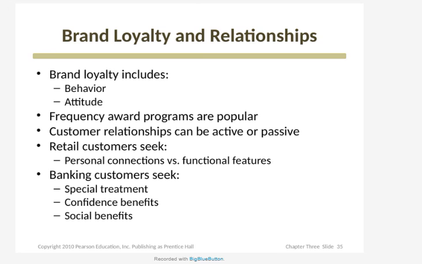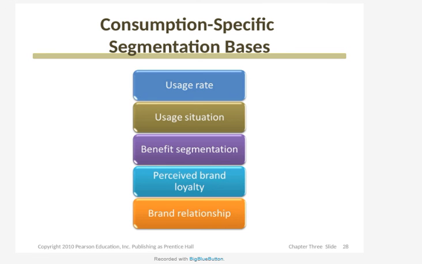طيب خلينا نرجع. دي خلاص. Usage rate خلصناها. Usage situation, benefit segmentation, perceived brand loyalty and brand relationship. So by now we finish all the basis for segmentation, whether it is consumer rooted or consumption specific, facts and cognition. Now we finish all the metrics. تمام؟ ياي. لا بس لسه ما خلصناش الشابتر يا هند، ما تفرحيش قوي، الشابتر ده طويل.